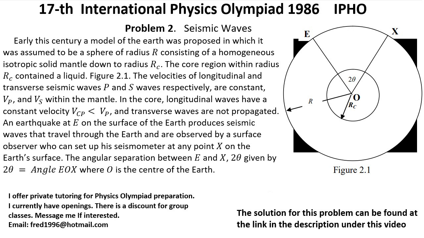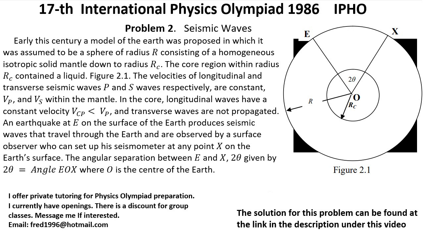Problem 2. Seismic waves. Early this century a model of the Earth was proposed in which it was assumed to be a sphere of radius R consisting of a homogeneous isotropic solid mantle down to radius Rc. The core region within radius Rc contained a liquid, Figure 2.1. The velocities of longitudinal and transverse seismic waves, P and S waves respectively, are constant, Vp and Vs, within the mantle. In the core, longitudinal waves have a constant velocity Vcp less than Vp, and transverse waves are not propagated.